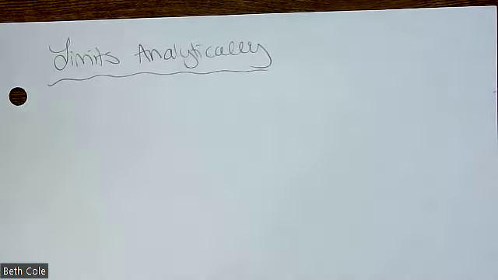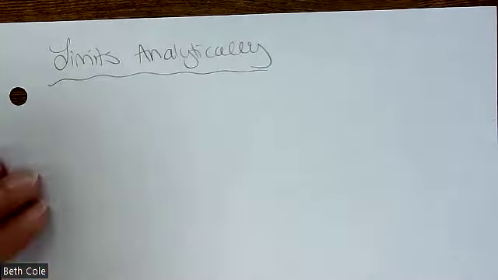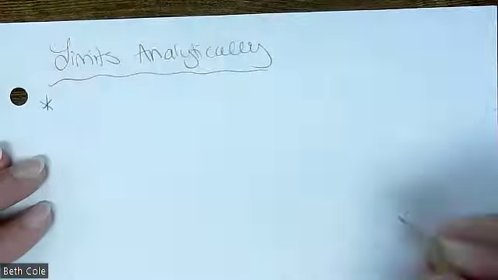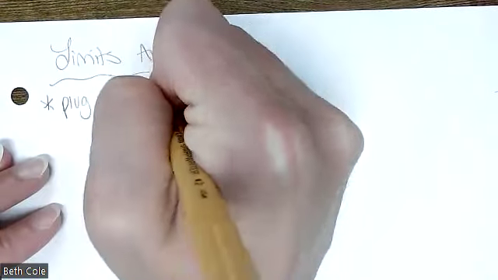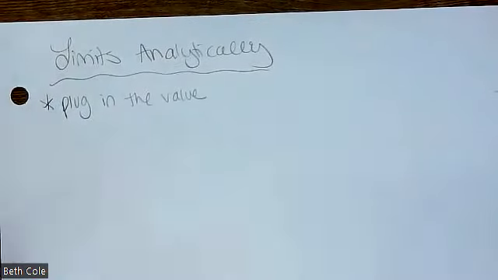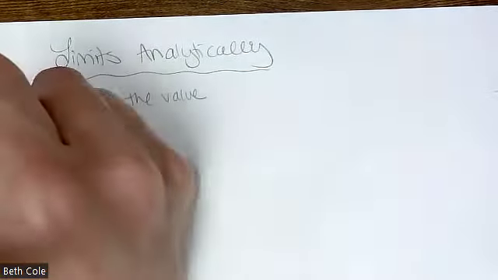Analytically means you don't have a graph or anything else to work with. You kind of just have to work it out by hand. And there's several different methods of approach. So I'm going to go through them one by one. So your first method of approach is plug in the value. Sometimes that just works. If it works, great. And you always kind of want to start with that. Like start by just trying it, because if it works, then it's really simple.